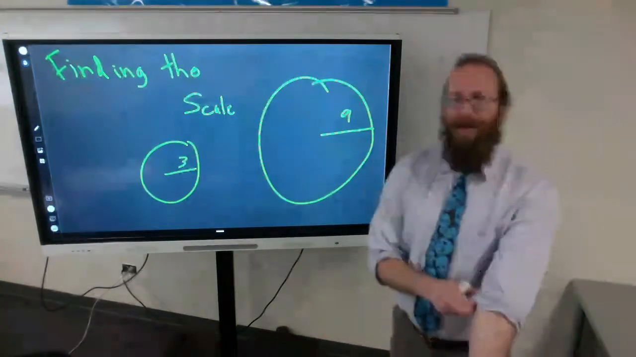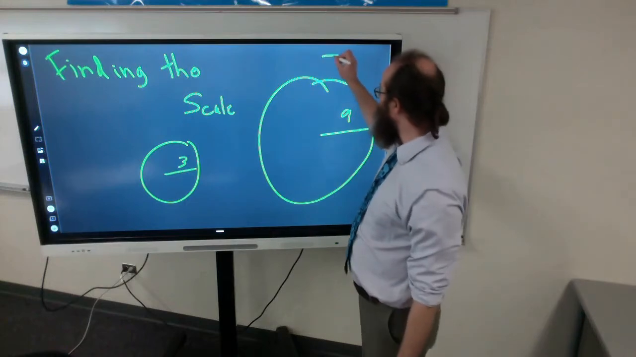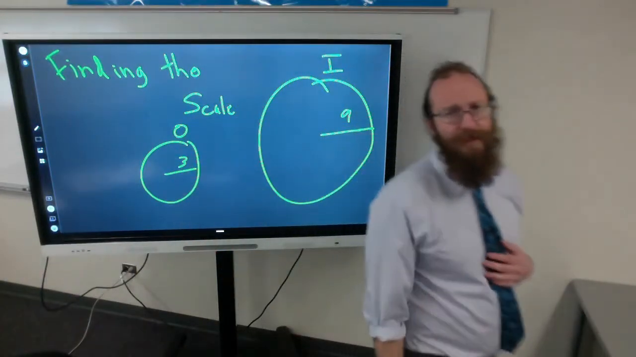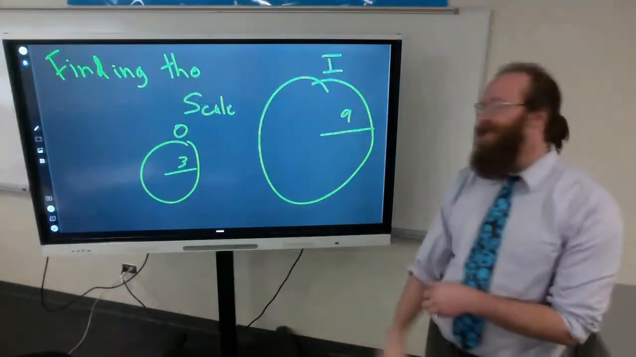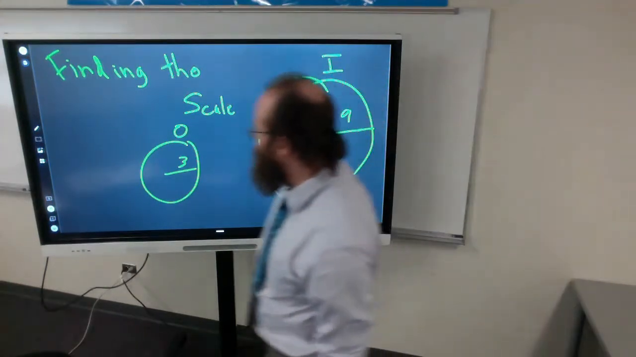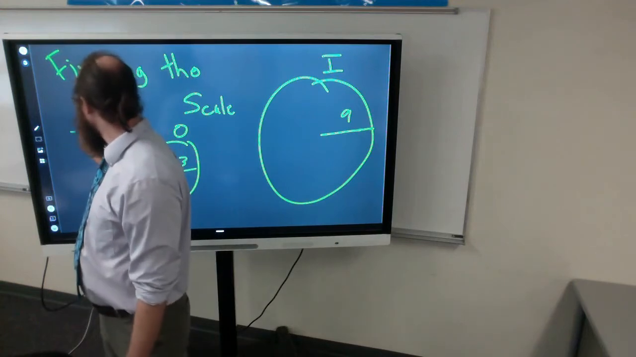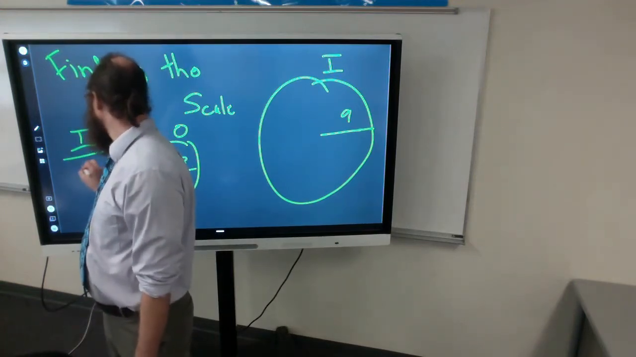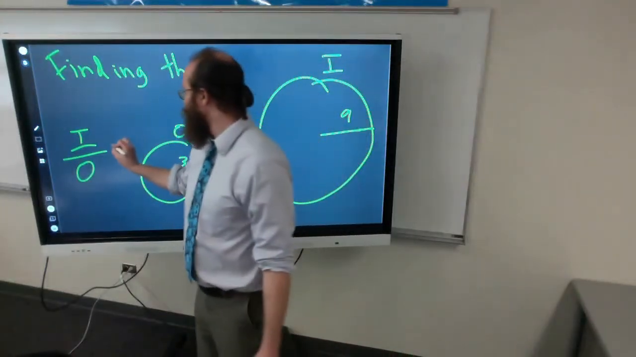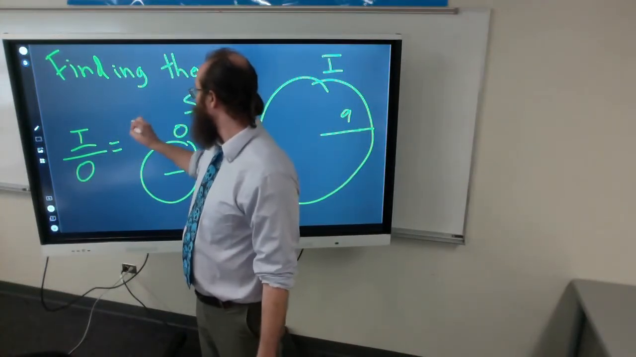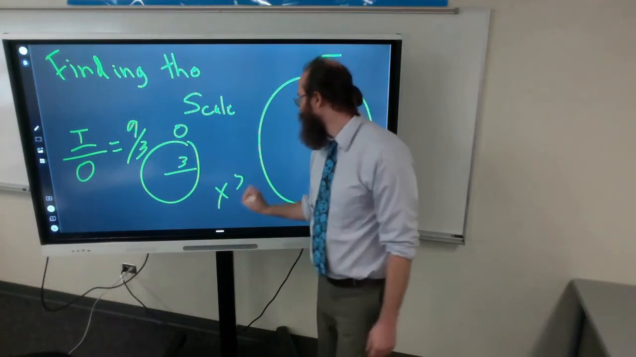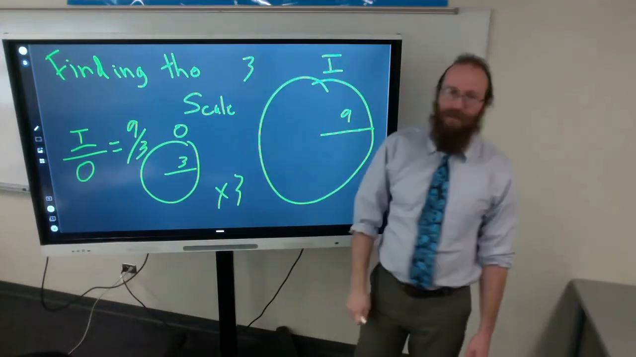How we would find the scale factor is we put the image over the original. So if our original circle was 3, we would take the image's value and put it over 3. So in this case, our scale factor would be I over O, the image over the original, and in this case it would be 9 divided by 3, which gives us a scale factor of times 3. So in this case, the scale factor is 3.